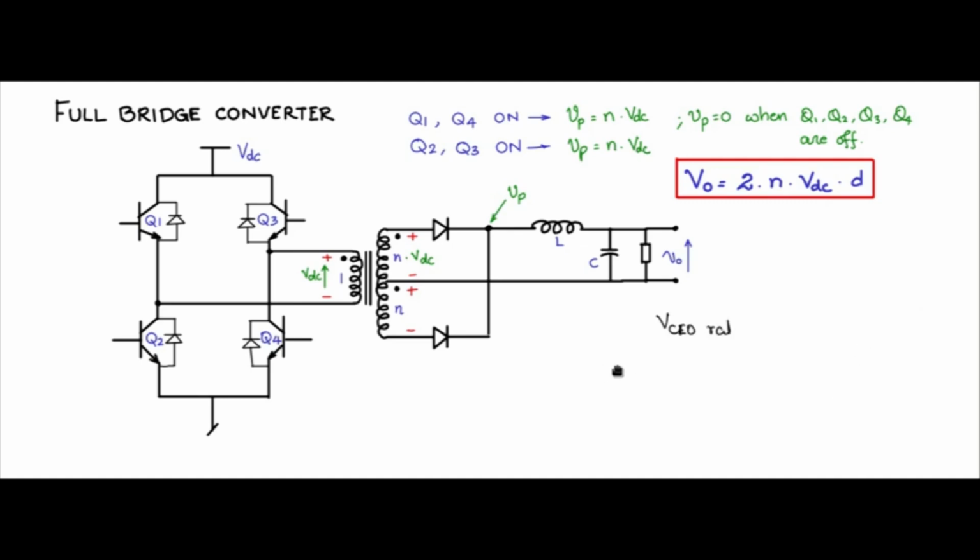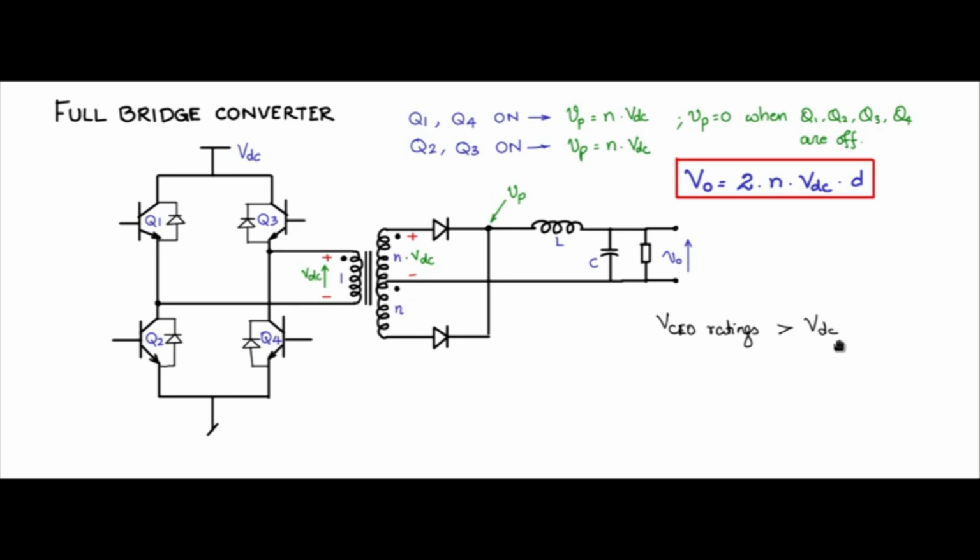Now let us say the VCE rating for the switch, like in the half bridge, is maximum VDC. When Q1 and Q4 are on, Q2 and Q3 are off, and you will see that Q2 is connected to VDC, Q3 is connected to ground through Q4, and therefore Q3 has to withstand VDC, Q2 has to withstand VDC. Now when Q2 and Q3 are on, Q1 is connected to ground, Q1 has to withstand VDC, Q4's collector is connected to VDC, and Q4 has to withstand VDC. Therefore all four switches need to withstand VDC, and they have to be rated for greater than VDC.